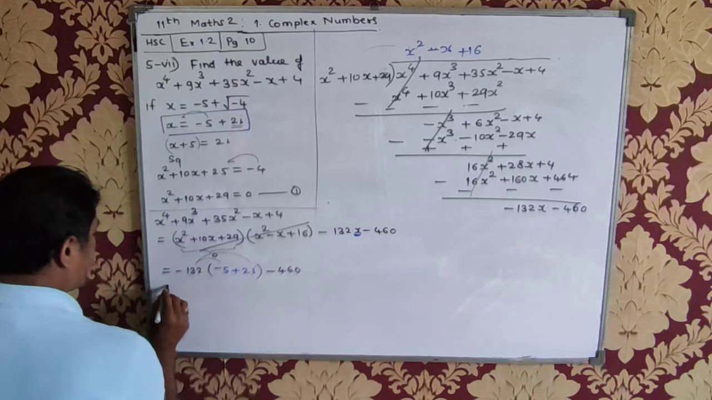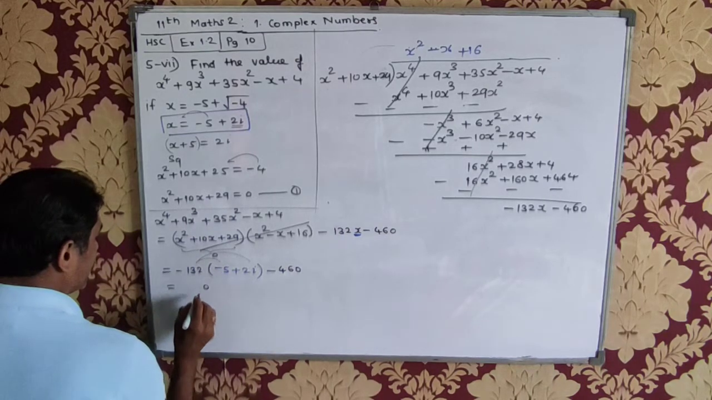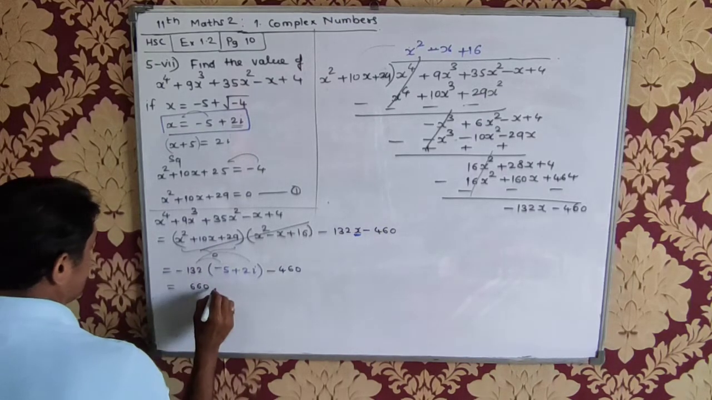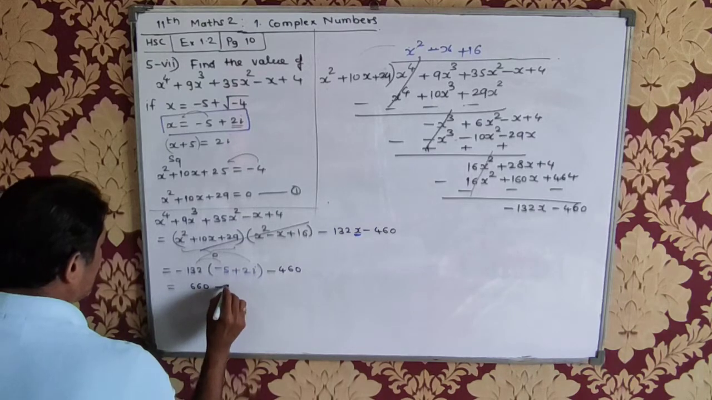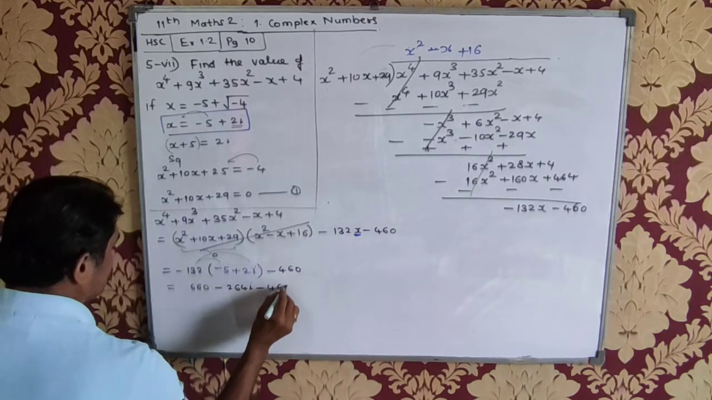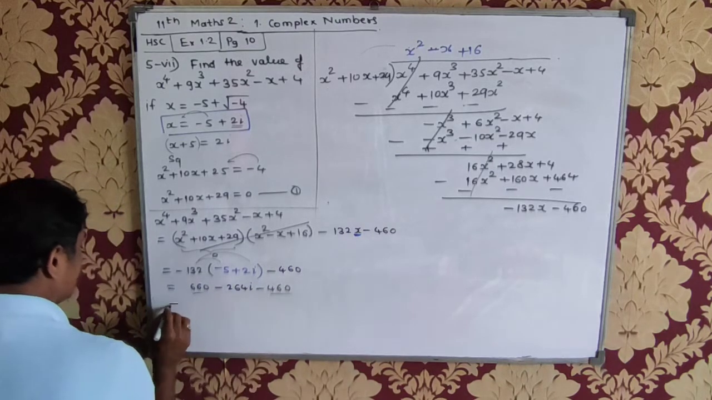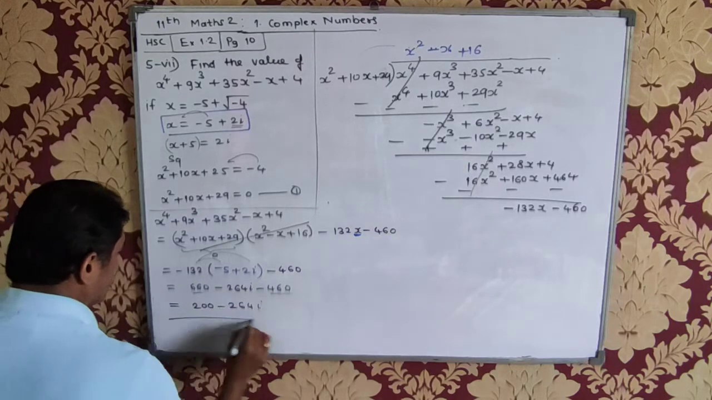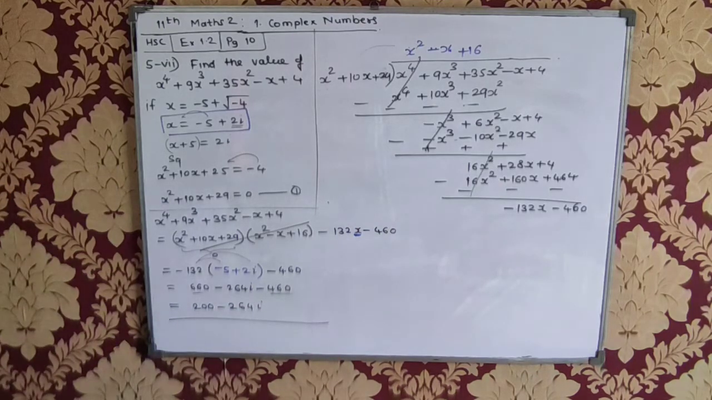Open the bracket. So it is 660 minus 264i minus 460. 660 minus 460 is 200. So this is 200 minus 264i. That is the value of the given complex number. Is this okay? Any doubts about that? Please take the screenshot.